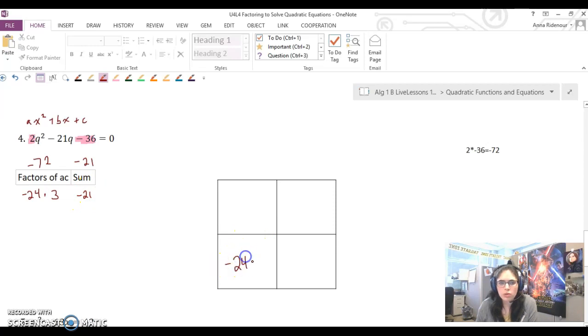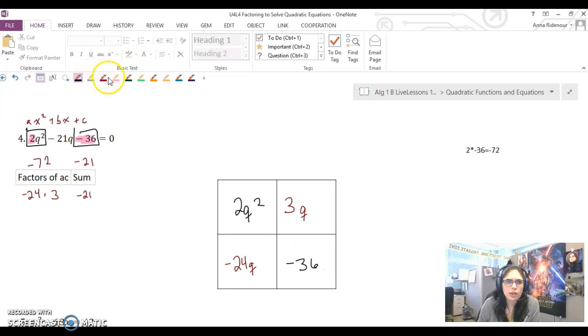So I'm going to put -24q, oh no, it's q. Different variable, q, in this box. And then I'm going to put 3q in this box. And then in my other two boxes, I'm going to put my entire first term and my entire last term. So 2q squared goes here, and then -36 goes here. And now I'm going to find the greatest common factor of each column and row. So I usually start with the columns. So 2q squared and -24q, greatest common factor is going to be 2q.